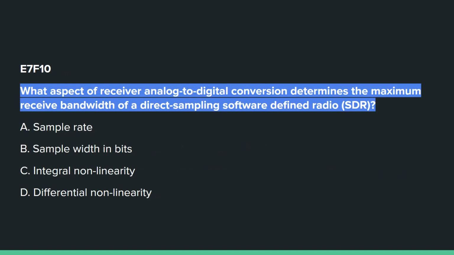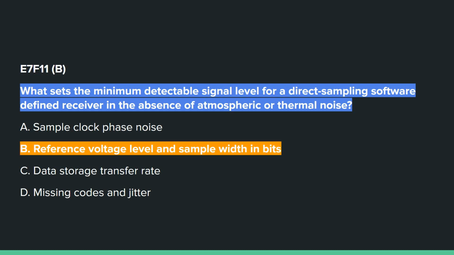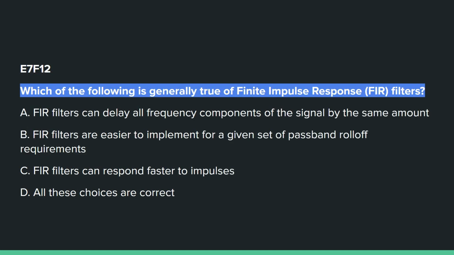E7F10, what aspect of receiver analog to digital conversion determines the maximum receive bandwidth of a direct sampling software-defined radio? A. Sample rate. E7F11, what sets the minimum detectable signal level for a direct sampling software-defined receiver in the absence of atmospheric or thermal noise? B. Reference voltage level and sample width in bits.